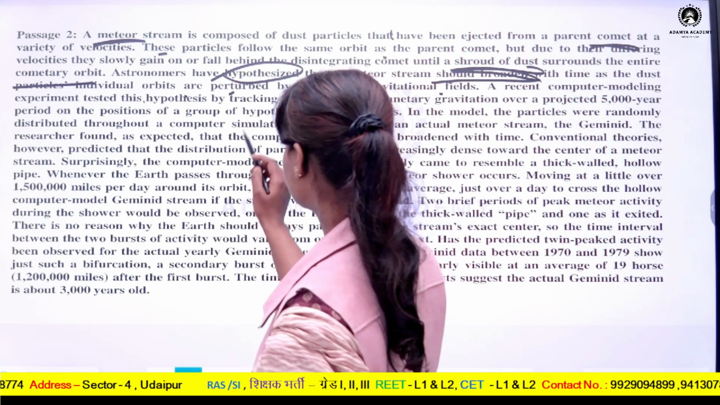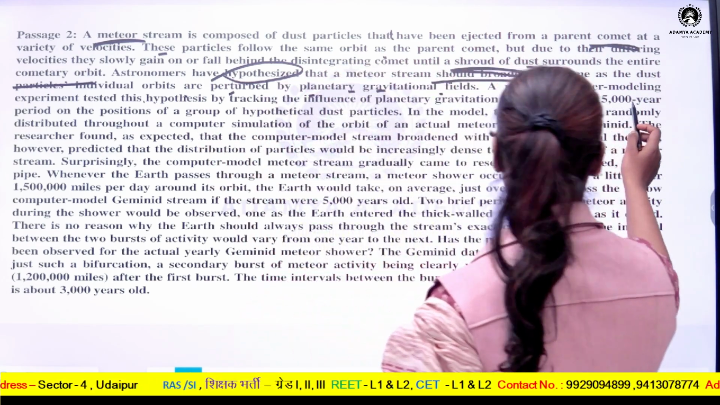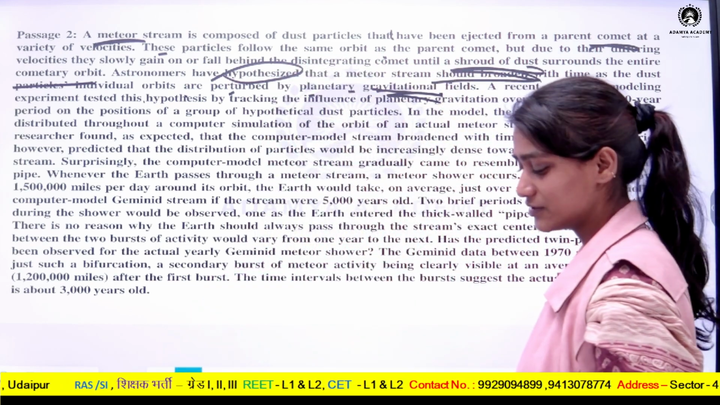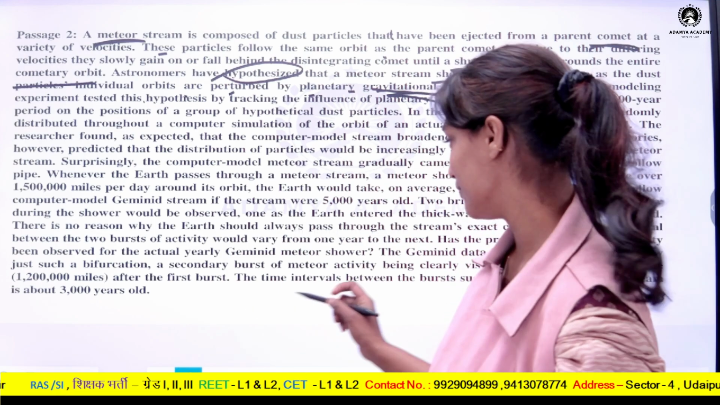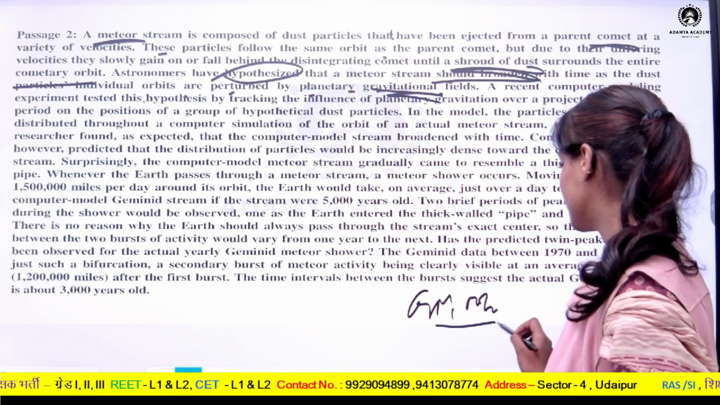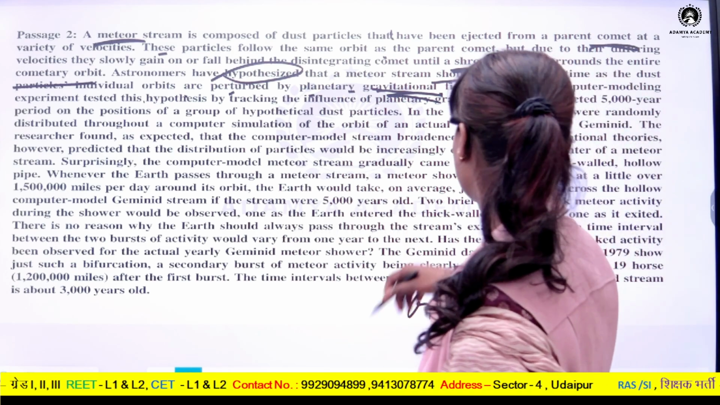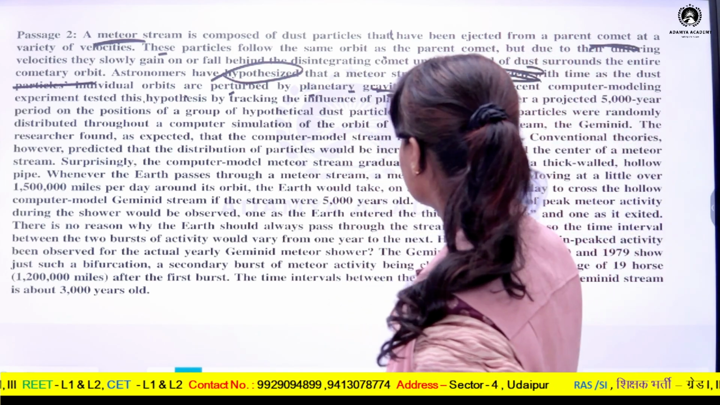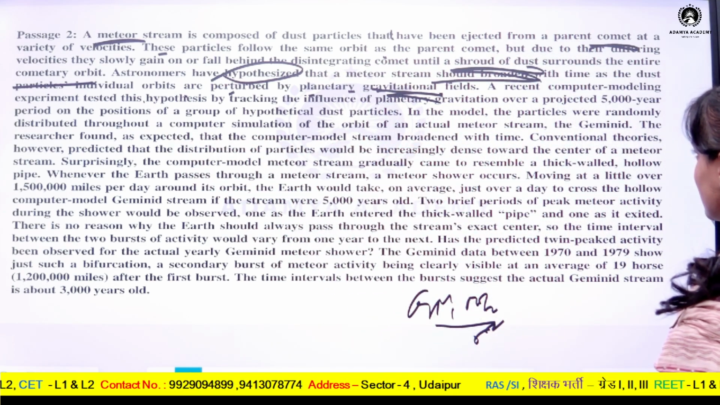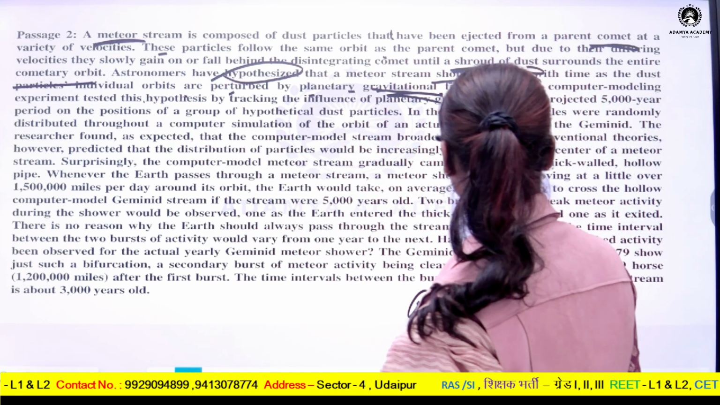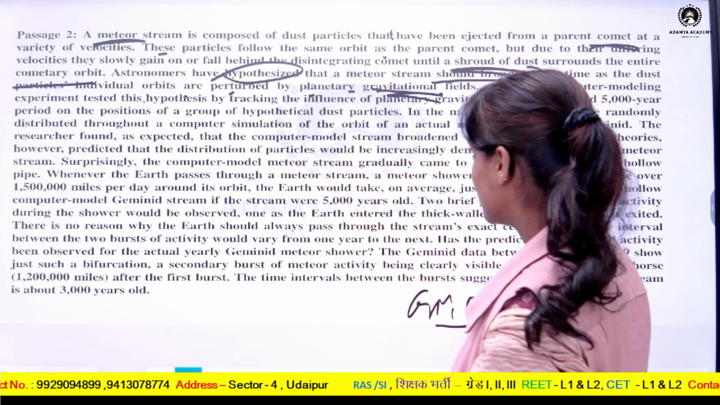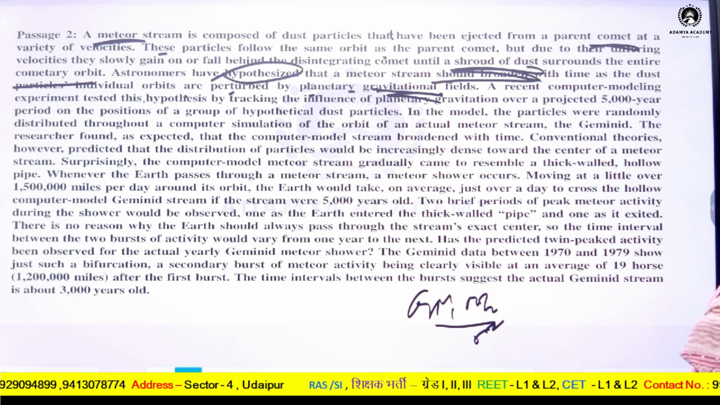Then let us discuss what gravitational force is. You already know what gravitational force is, and you might be knowing the formula as well: G m1 m2 upon r square. A recent computer modeling experiment tested this hypothesis by tracking the influence of planetary gravitation over a projected 5,000 year period on the positions of a group of hypothetical dust particles.